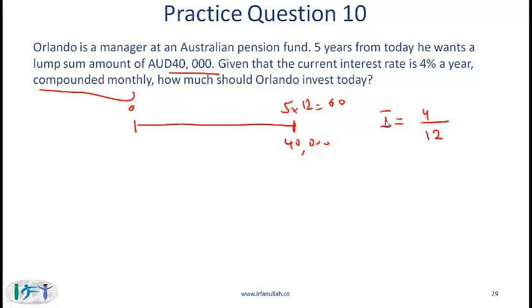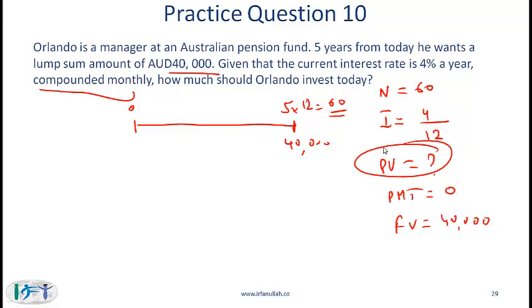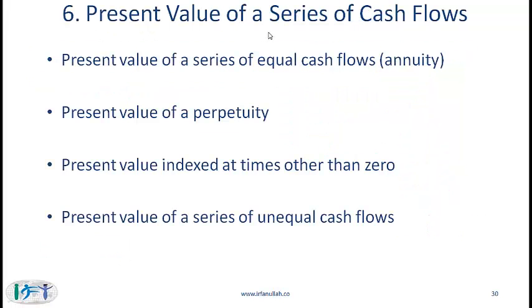So in the calculator, we plug in 4 over 12 as the interest rate. The number of periods is equal to 60, which is what we've calculated here. The present value is what we need to find out. The payment is equal to 0. The future value is 40,000. You plug in the numbers, compute the present value, and you should get 32,760.